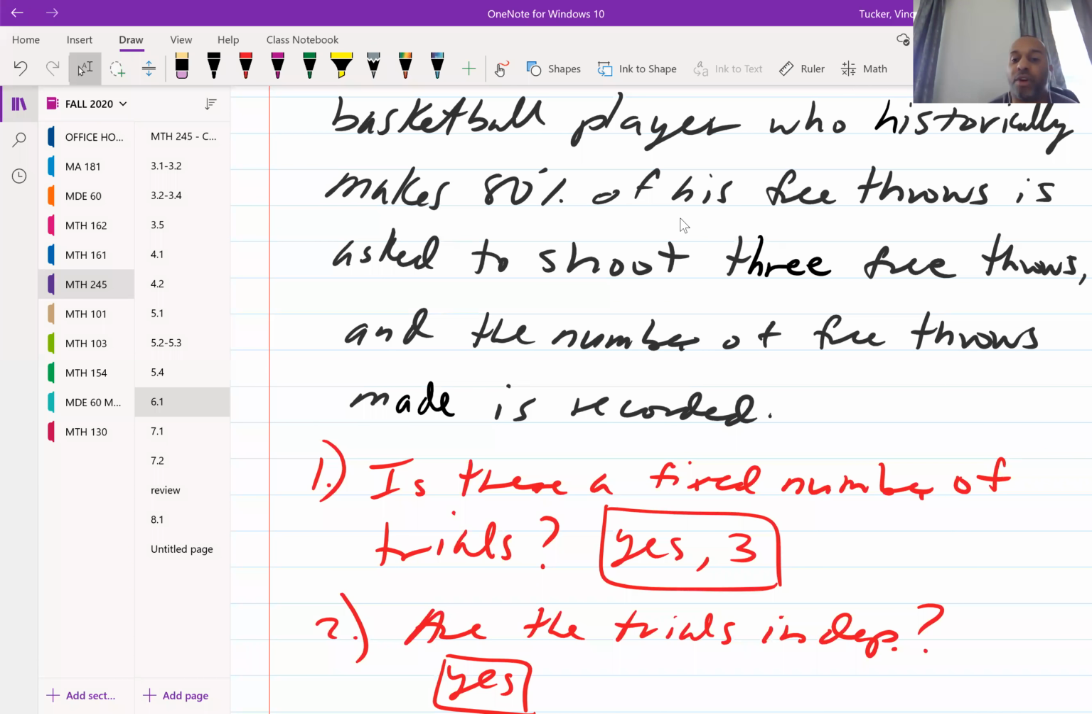Next, are the trials independent? Yes. The fact that you miss or make the first free throw has nothing to do with you missing or making the second free throw. Outside of mind stuff, we're not going that deep. We're just talking about your ability to make the free throw is not going to be hindered or advanced by you making or missing the previous free throw. So it's not like the rim is going to rise if you miss and then be lowered if you make it or anything like that. Nothing changes. Everything stays the same once you shoot that shot.